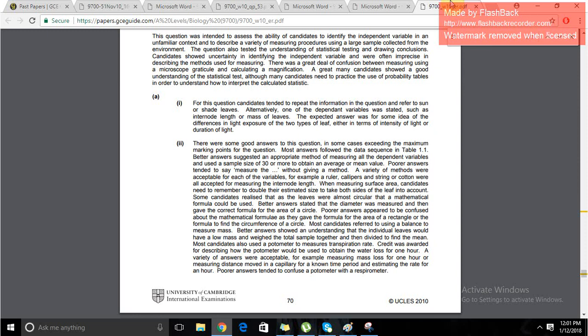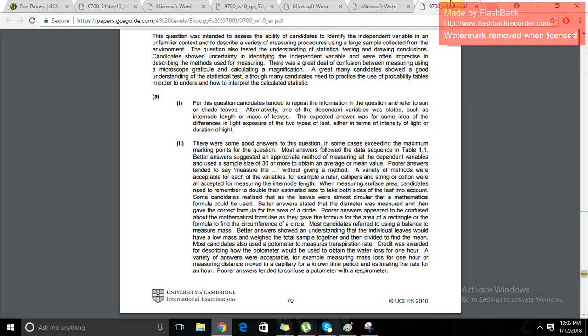Most answers followed the data sequence in table 1.1. Better answers suggested an appropriate method of measurement of all dependent variables plus a sample size of 30 or more to obtain an average or a mean. Poorer answers said to measure without stating a method. Always state a method. A variety of methods were acceptable. A ruler, calipers, see I told you, a string or cotton, all acceptable for measurement of the internodal length.